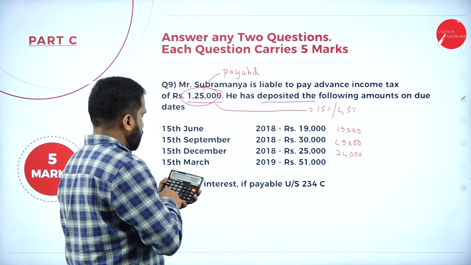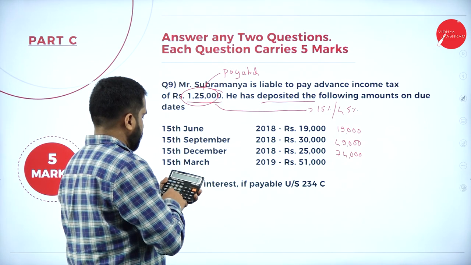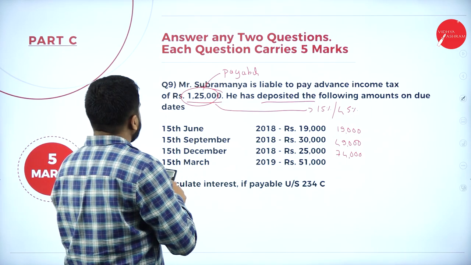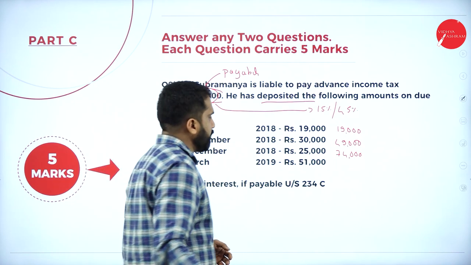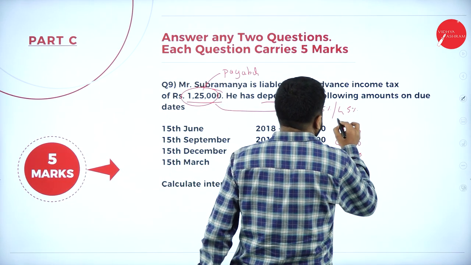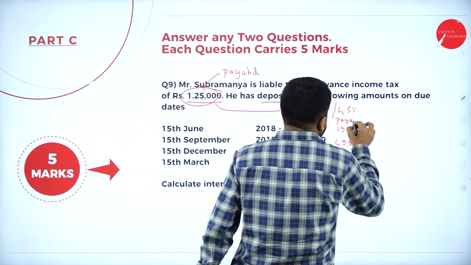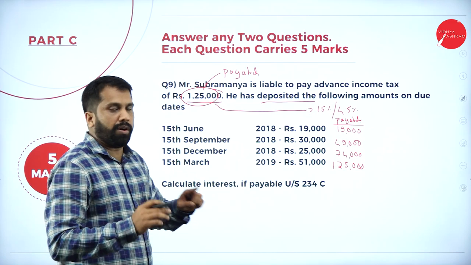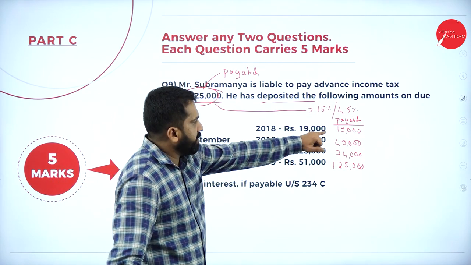51 plus 25 plus 30 plus 19. So I'll get exactly 1,25,000. This is payable. Clear? What did I do? Whatever is given in the question, 19,000.